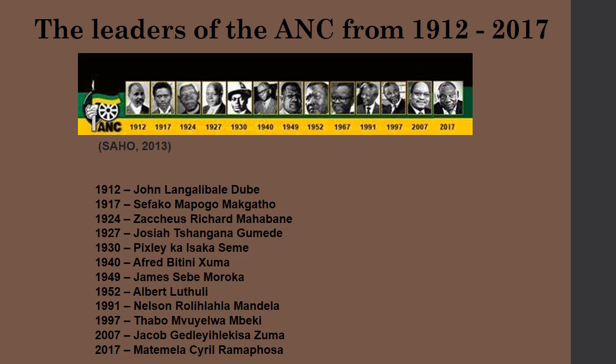In 1997, the president of ANC was Thabo Mbuyelwa Mbeki. Then in 2007, it was Jacob Gedleyihlekisa Zuma. In 2017, it was Matamela Cyril Ramaphosa, who is the current president. These leaders, among many others, made significant contributions to South Africa's journey towards democracy. Their vision, courage, and commitment to justice played a vital role in shaping the country's political landscape and establishing a democratic government.